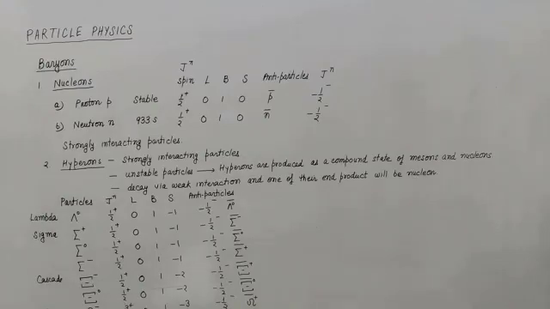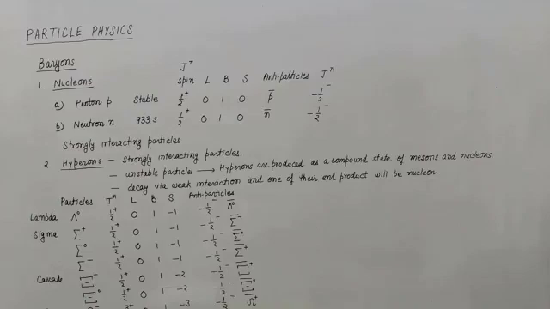So this is a complete list of baryons. We will need these particles later on when we will have an equation and we have to decide whether a given equation is a strong interaction, weak interaction, or electromagnetic interaction. With the help of conservation laws, we can also find out whether the given reaction is possible or not.